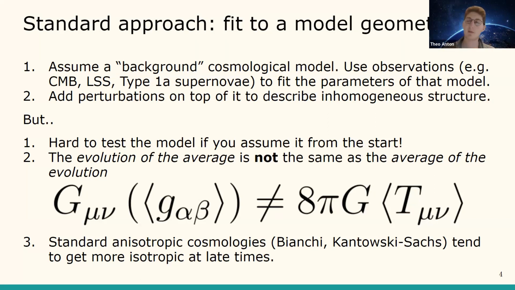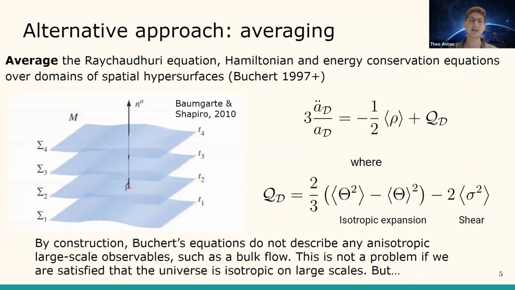But if we want to describe, for example, a dipole in the matter distribution or so on, so some signatures of large scale, late time anisotropy in the universe, clearly there's going to be a problem there. We need some way of sourcing these effects at late times in the late universe without messing up our CMB observations. And it turns out that this averaging procedure will be of use. So how does this work?